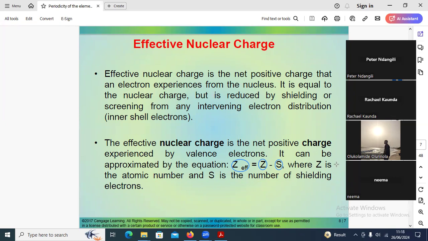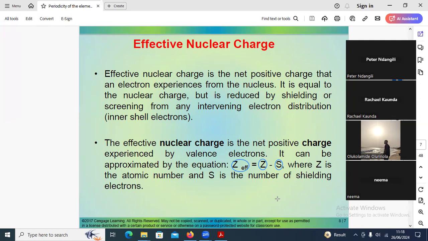Here we are simply saying that is the number of shielding electrons. Each of those shielding electrons is going to have a particular screening constant. Then you look at the total of the Slater screening constants, which you subtract from the atomic number of the element, and that is going to give you the effective nuclear charge of any electron that you can talk about. So you can talk about the effective nuclear charge of a d electron.